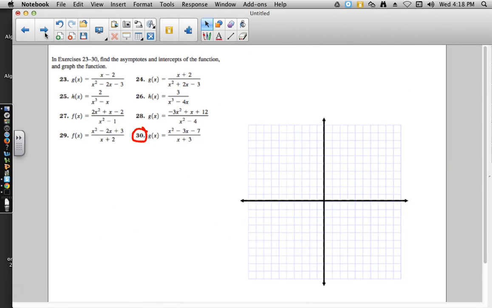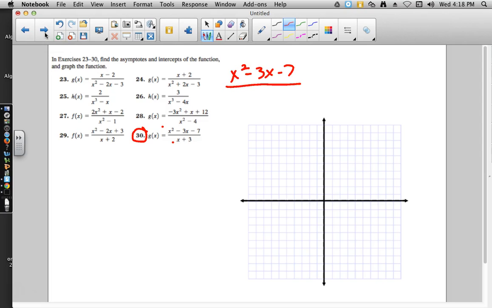Number 30, we have find the asymptotes and intercepts of the function and graph the function just like all the rest. And this one, the degree of the numerator is greater than the degree of the denominator. So we're going to have a slant asymptote. So we have x squared minus 3x minus 7 over x plus 3. And the hope is, of course, that we can factor our numerator. Unfortunately, once again, we can't do that. But I'm hoping that perhaps there's some x-intercepts anyway, so I'll add 7 to both sides and complete the square.